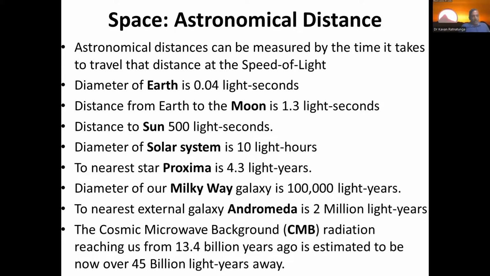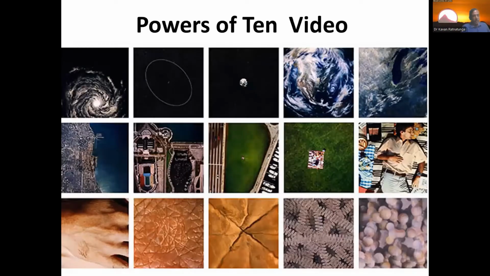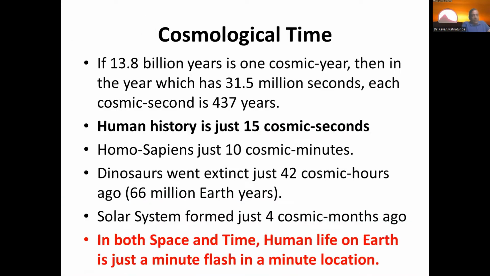The Milky Way galaxy is 100,000 light years across. Andromeda, which is the nearest external galaxy to us, is 2 million light years. And the cosmic background radiation is 13.4 billion light years, that is, when that light left it, and it is currently about 45 billion light years away. So you can see that we are a very small part of space-time, space at least, according to this. And there is a nice Powers of 10 video you'll find on YouTube, which describes this whole journey over 42 orders of magnitude.